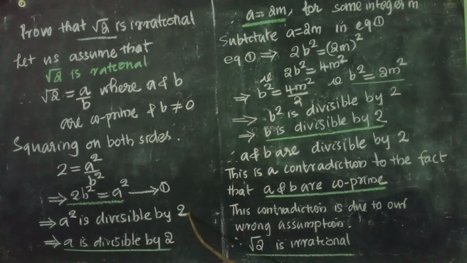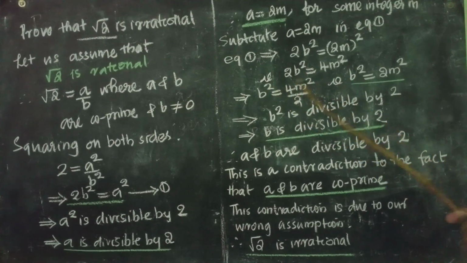If a square is divisible by 2, we can say a is divisible by 2 because in theorem 1.3 we discussed it. So if a is divisible by 2, we can write a equal to 2m. Any number divisible by 2 can be written in the form 2m for some integer m. So we can write a equal to 2m. Substitute a equal to 2m in equation 1. This is equation number 1: 2b square equal to a square. There a equal to 2m you substitute. We get 2b square equal to 2m whole square. That is 2b square equal to 4m square.